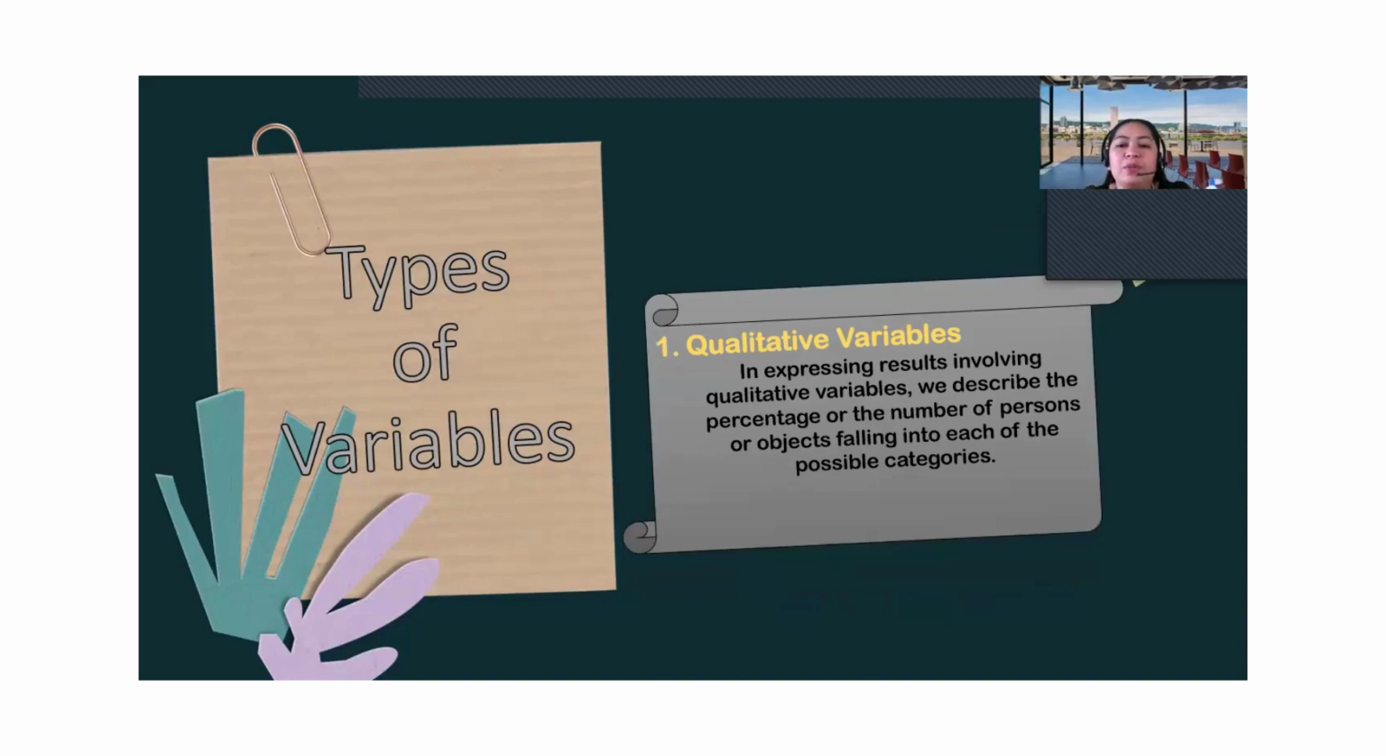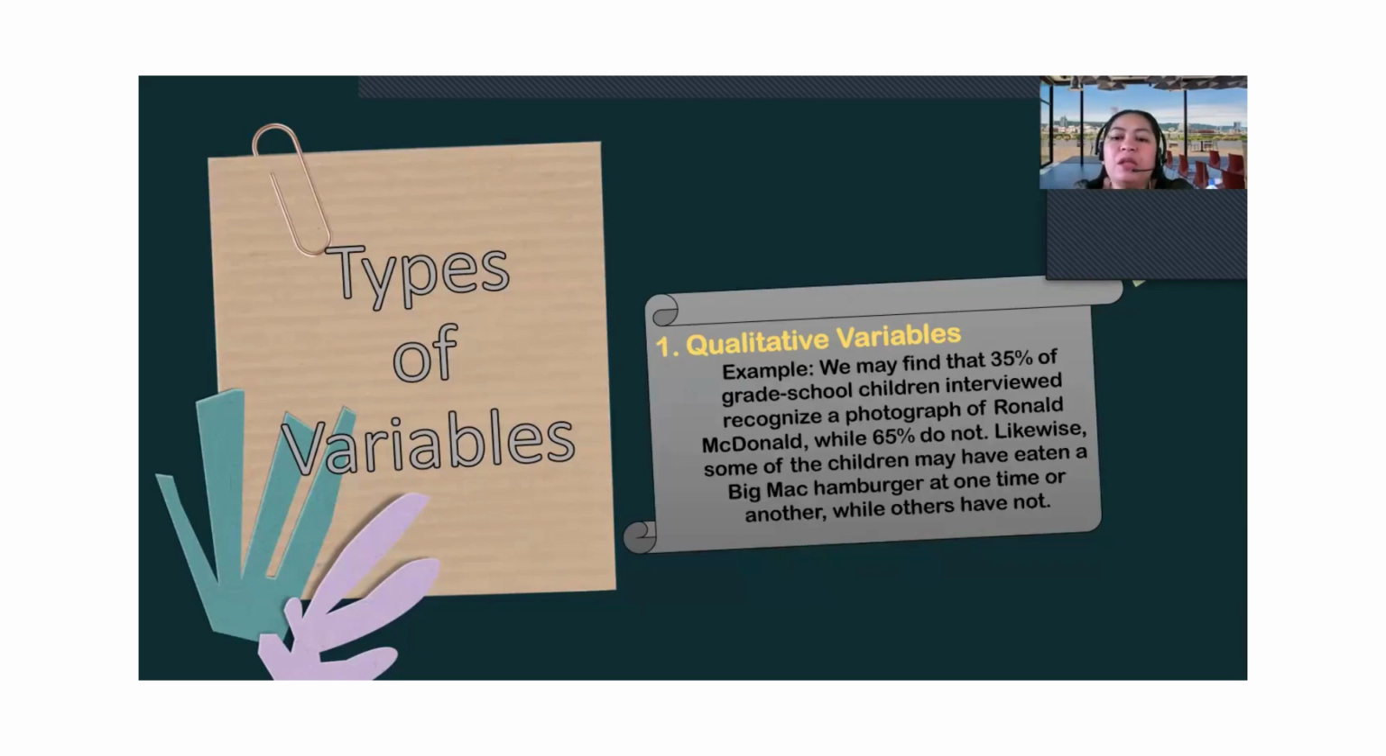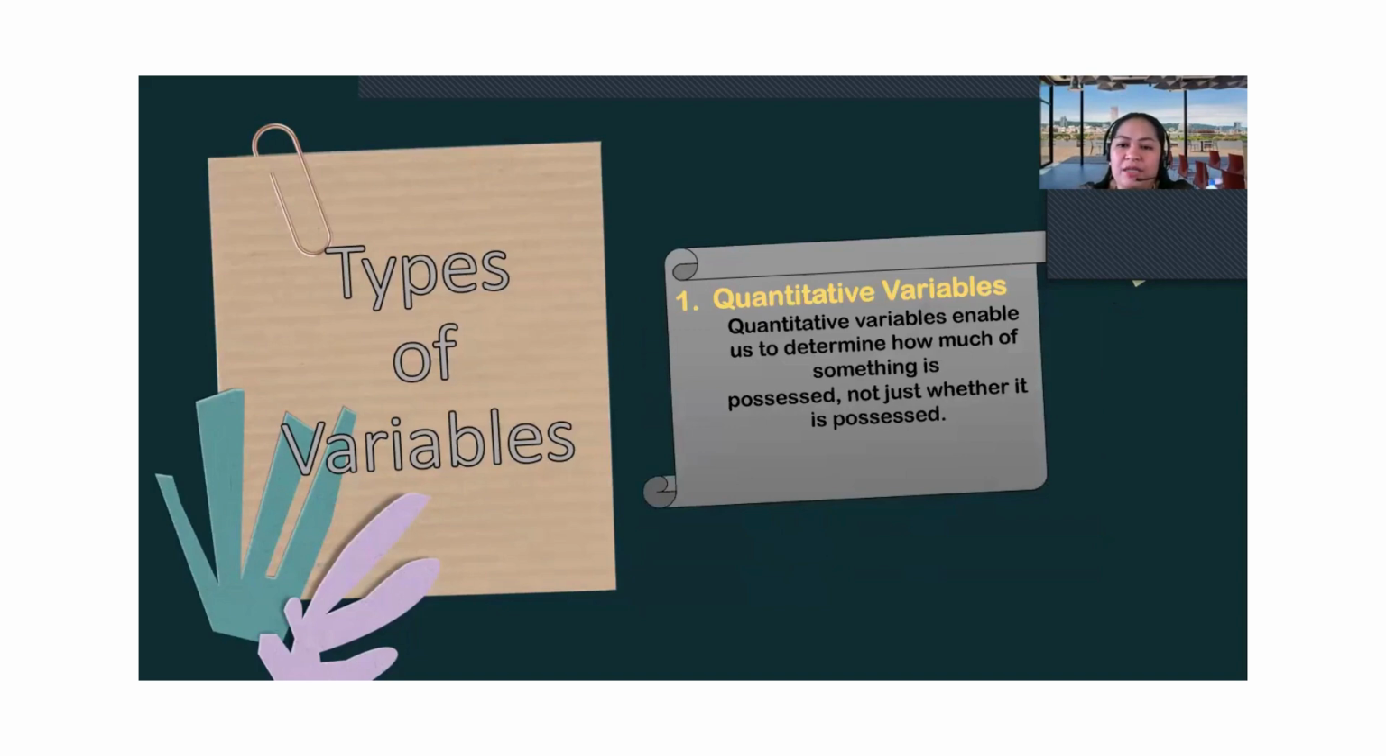In expressing results involving qualitative variables, we describe the percentage or the number of persons or objects falling into each of the possible categories. For example, we may find that 35% of the grade school children interviewed recognized a photograph of Ronald McDonald, while 65% do not. Likewise, some of the children may have eaten a Big Mac hamburger at one time or another, while others have not.